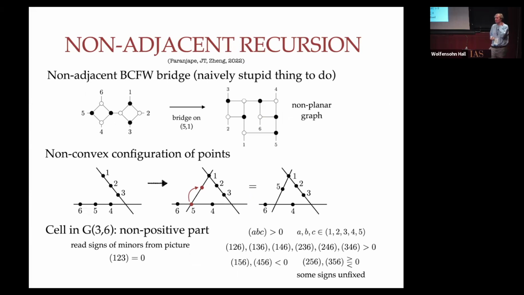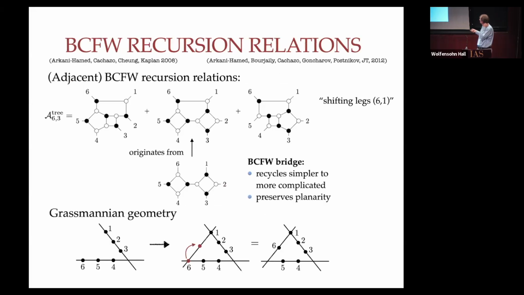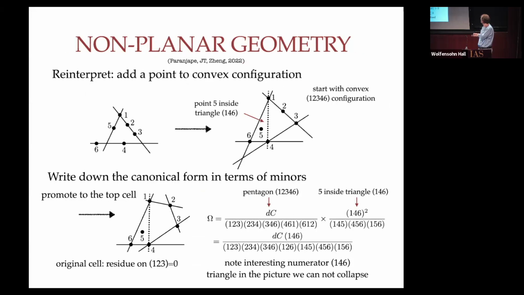So this is some configuration in G(3,6). Now here we can associate, so one of the minors is 0, because 1, 2, 3 is on a line. And we can read off the signs of all the other minors. So many of them are still positive, but some of them are negative, and some of them have unfixed signs. They don't have fixed signs from the picture, while originally all of them were positive, and this minor was 0.